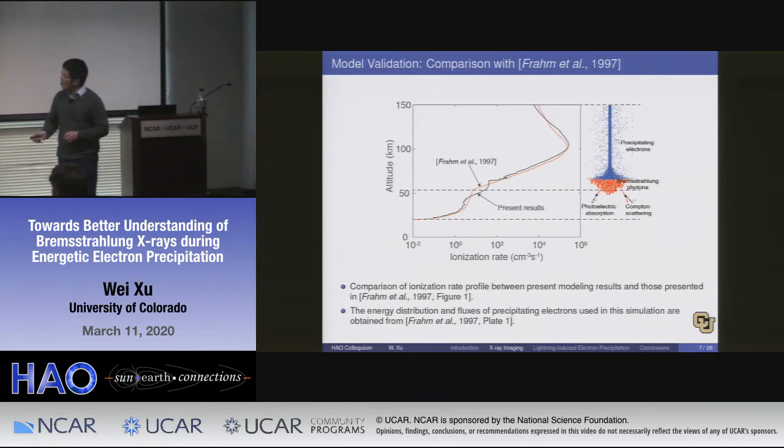We have also compared the simulation results with Fram et al. 1997. Different from the previous figure, we see 2 peaks here. The first peak, around 100 km, is produced by electron direct impact ionization, and the second peak is much lower, around 30 km, which is produced by Bremsstrahlung X-rays. We see that our simulation results of the 2 peaks are consistent with Fram et al. 1997.